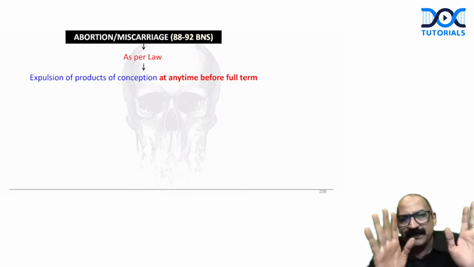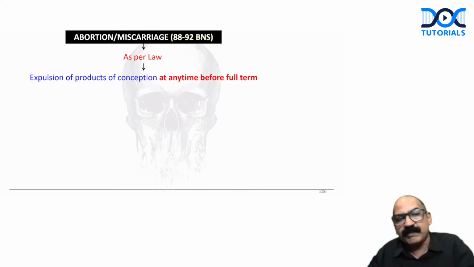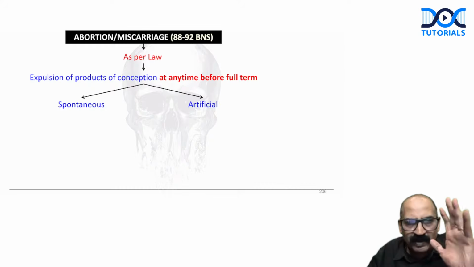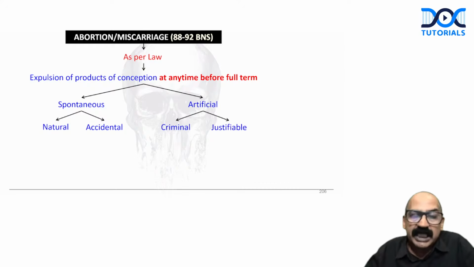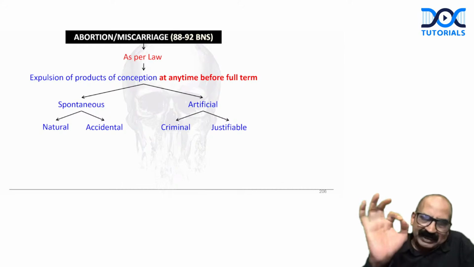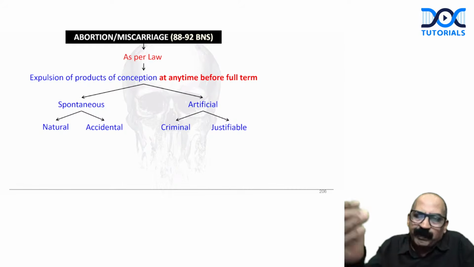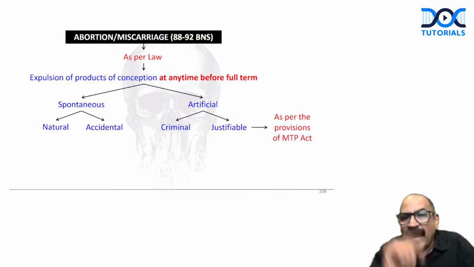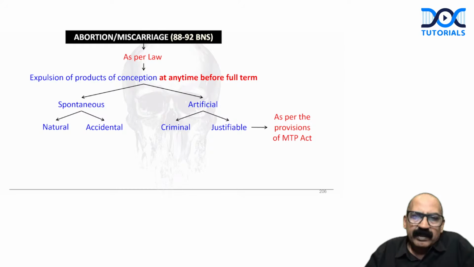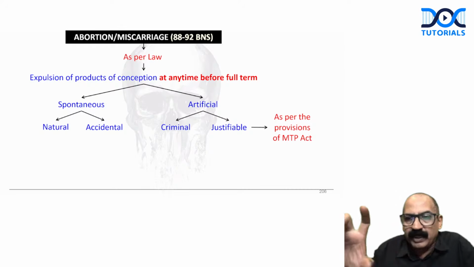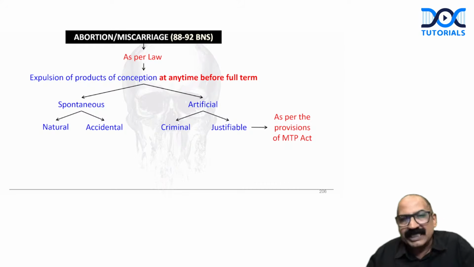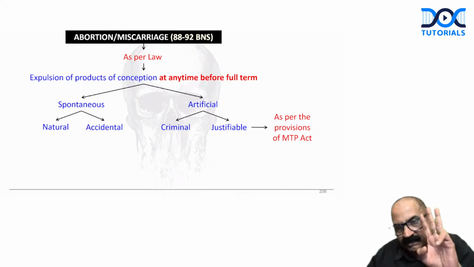But as per law, expulsion of products of conception any time before full term may be spontaneous due to natural causes or accidental causes, what you study under obstetrics, or maybe artificial, which may be criminal or justifiable. If the MTP is done under the provision of the MTP Act 2021, it is known as justifiable abortion. Meantime, if it does not come under any of the grounds for MTP under the MTP Act, then it is criminal abortion. Here, 3 sections you have to remember.